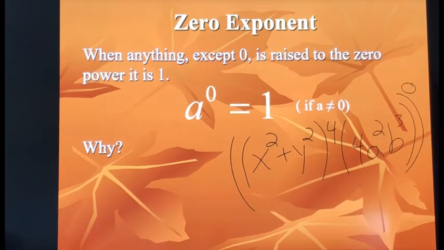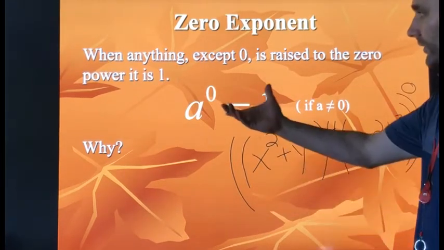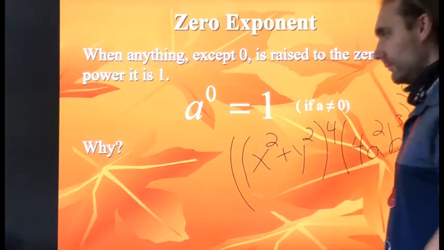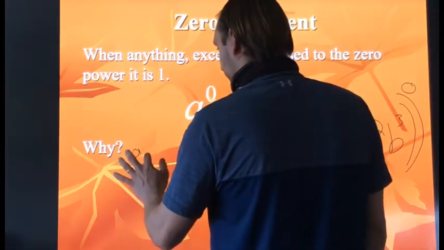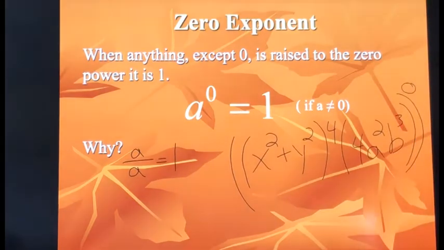Now, maybe this will help you remember that anything raised to 0 power is 1. Why in the world does that work? Let's take this. Is this the correct statement? A divided by A equals 1. Is that true? A over A is 1. True or false? True. Anything over itself is 1.